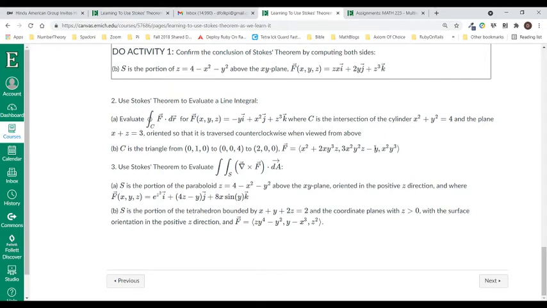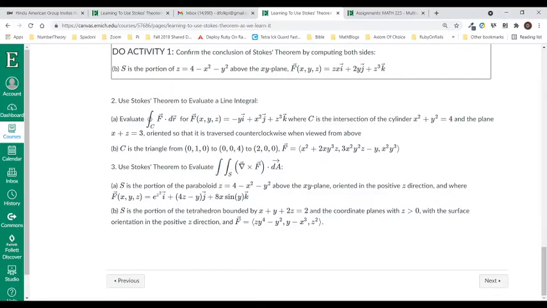We're looking at problem 2a. It starts out, use Stokes' Theorem to evaluate a line integral. The line integral they want is the line integral around C, where the vector field is minus y i plus x squared j plus z cubed k. C, the curve, is the intersection of the cylinder x squared plus y squared equals 4 and the plane x plus z equals 3. And the curve is oriented so that it's traversed counterclockwise when viewed from above.